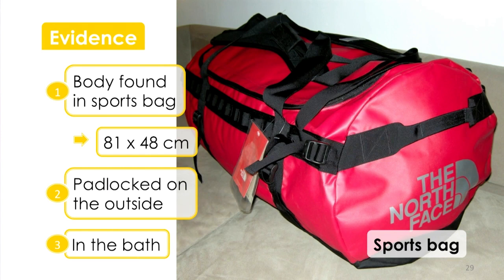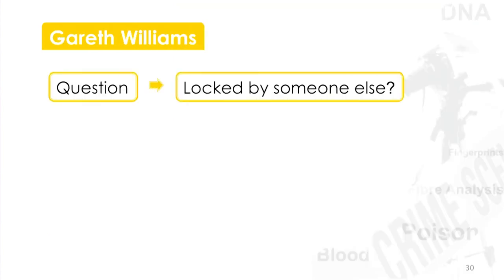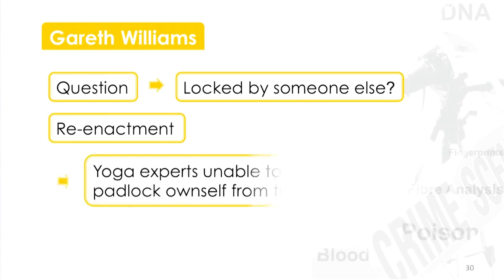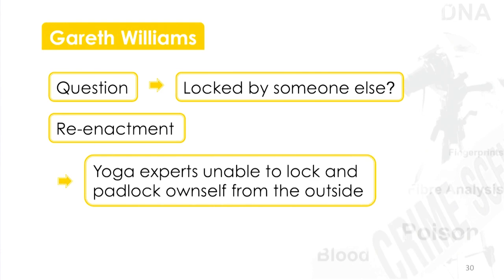So if you look at the situation, then surely Gareth Williams must have been locked in the bag by someone, because the lock was on the outside. But how do you prove this? So some yoga experts were brought in to reenact this scene, to find out whether someone could lock themselves in a bag and padlock themselves on the outside. And the yoga experts were unable to do this. So the coroner, doing the investigation, concluded that Gareth Williams could not have locked himself in the bag.